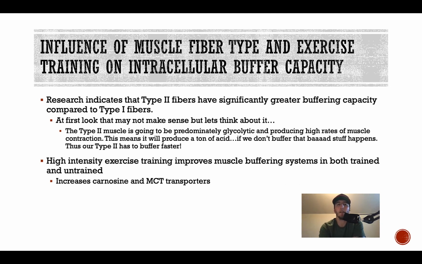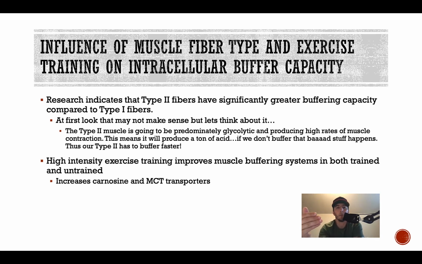It might be a little bit different than you would think at first glance, but it makes sense whenever you get at it, right? Essentially, what research indicates is that type 2 muscle fibers are better at buffering hydrogen ion concentration changes than type 1 muscle fibers. So type 2 muscle fibers are able to handle or buffer changes in pH better than type 1 muscle fibers, right? It sounds counterintuitive, but if we think about it, it makes more sense.